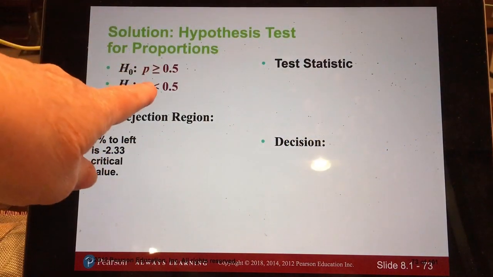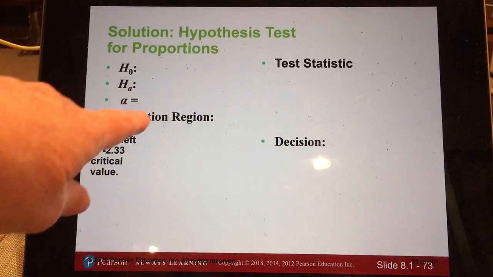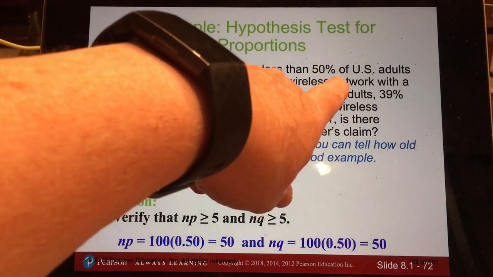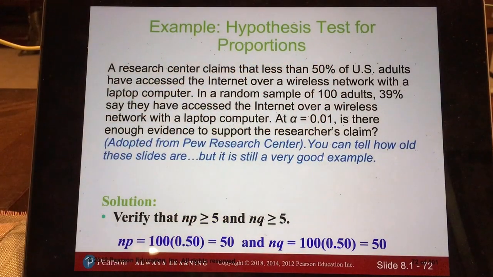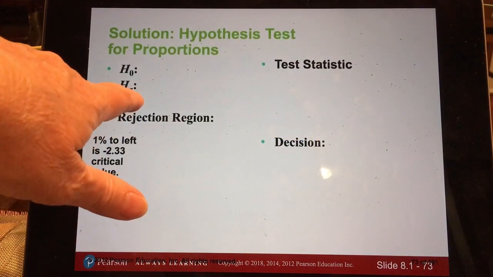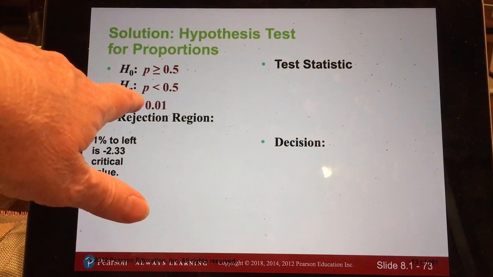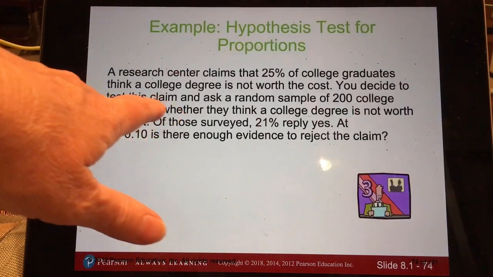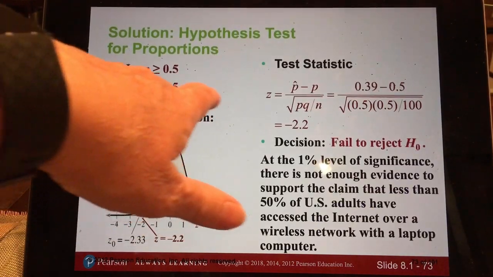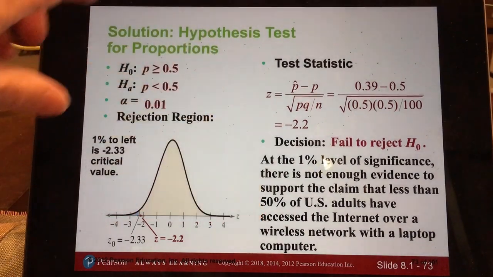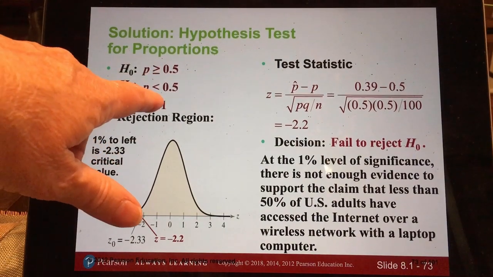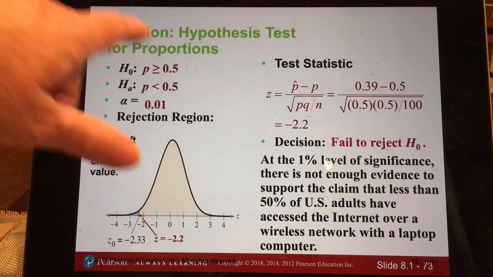Then we start to fill in. Notice what we're looking for. Here it says claims that less than 50%. So 50% would be 0.5. We're going to say here our H sub A is going to end up being our claim. We didn't say it, but the H sub A is the claim. I should have had that written there. The H sub O is going to be the complement of the H sub A.